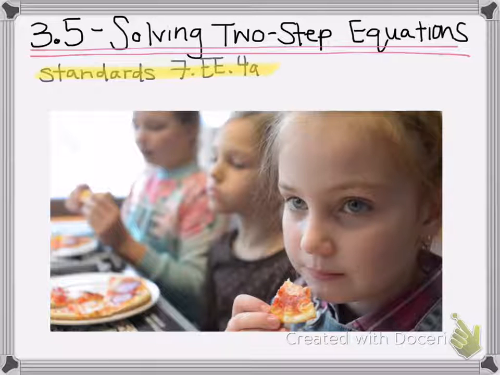Four friends each purchase a large beverage, a large drink. They each purchase a drink and share a $9 pizza. The total bill before tax is $16. What is the cost of each beverage? Four friends. A friend is missing. I'm going to draw her right here.